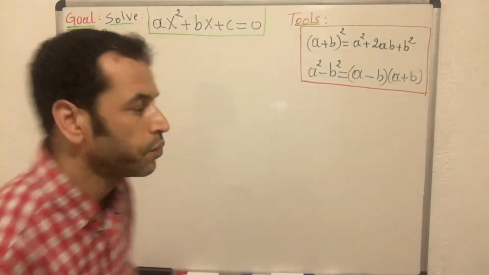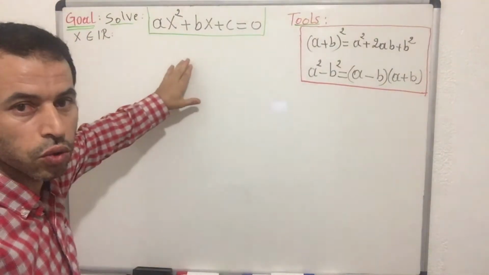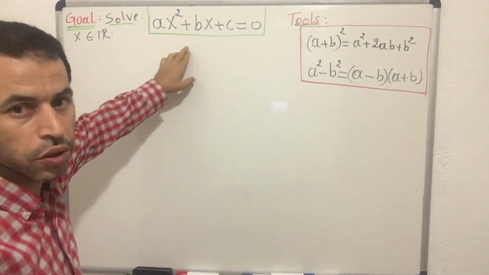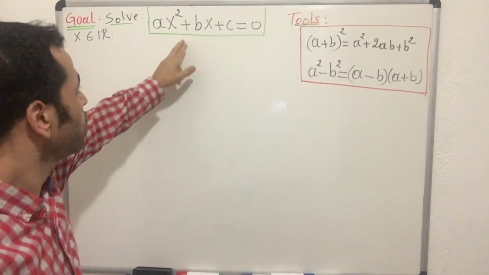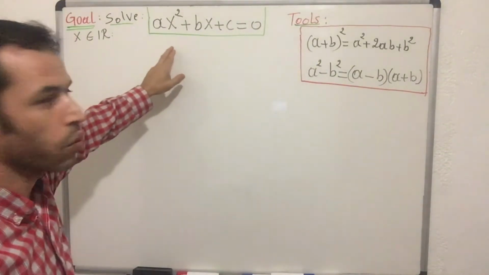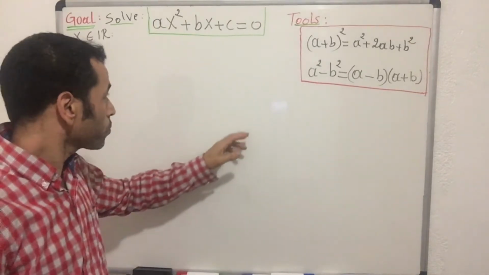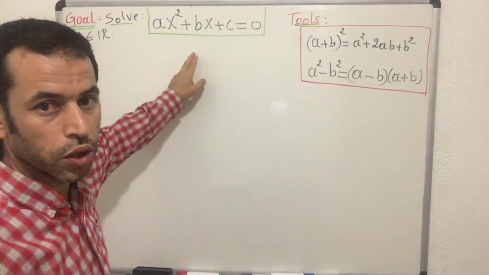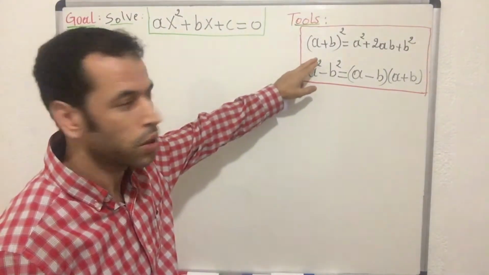Hi, good morning. In today's video, I'm going to give a general solution of this equation. It's called a quadratic equation or quadratic polynomial because it's written in the form of a polynomial. Okay. In order to solve this equation, I'm going to use these two identities as a tool.